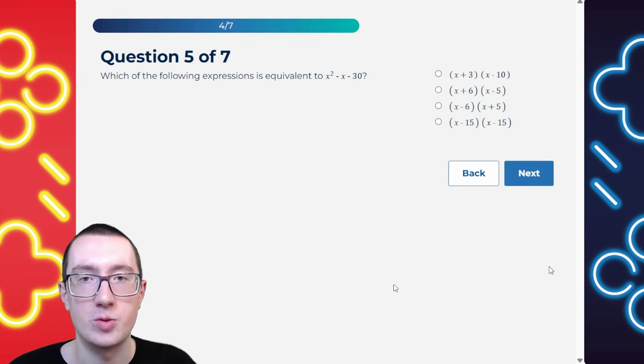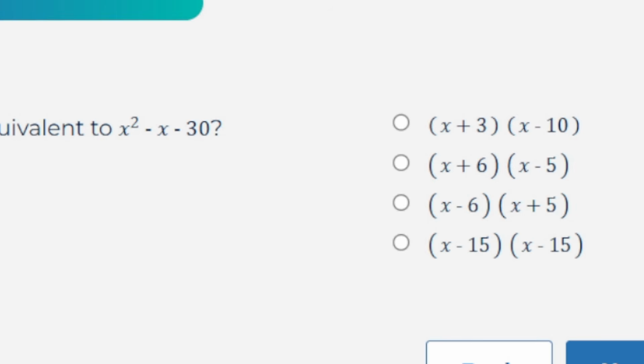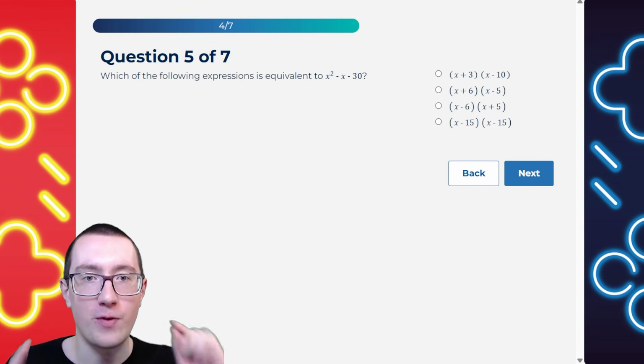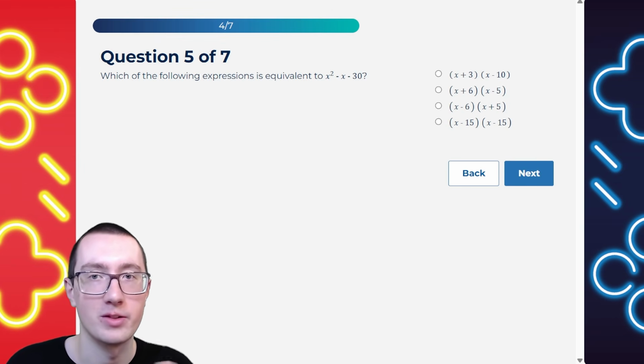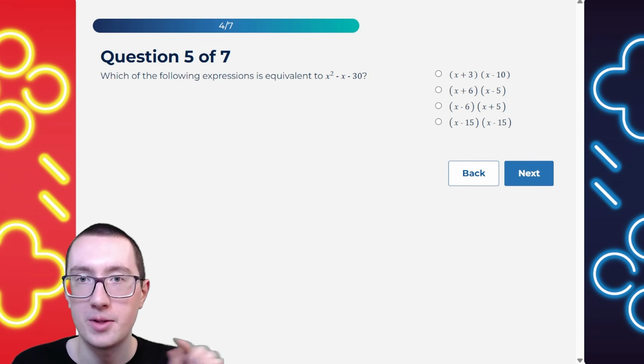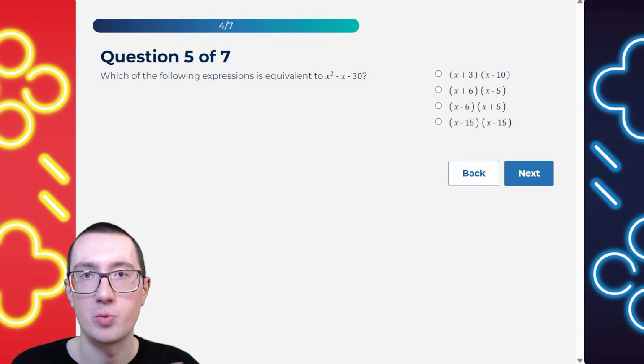Okay, we've got some algebra here, some factoring. So which of the following expressions is equivalent to x squared minus x minus 30? So you'll notice that those answers in the top right are two sets of parentheses, and each one is x plus a number or x minus a number. So whenever you see that, you should be like, that's factoring or that's FOIL. It depends on which way you're going. But when we're going from the quadratic equation at the top there to the parentheses format, it's the opposite of FOIL. So we call that factoring.